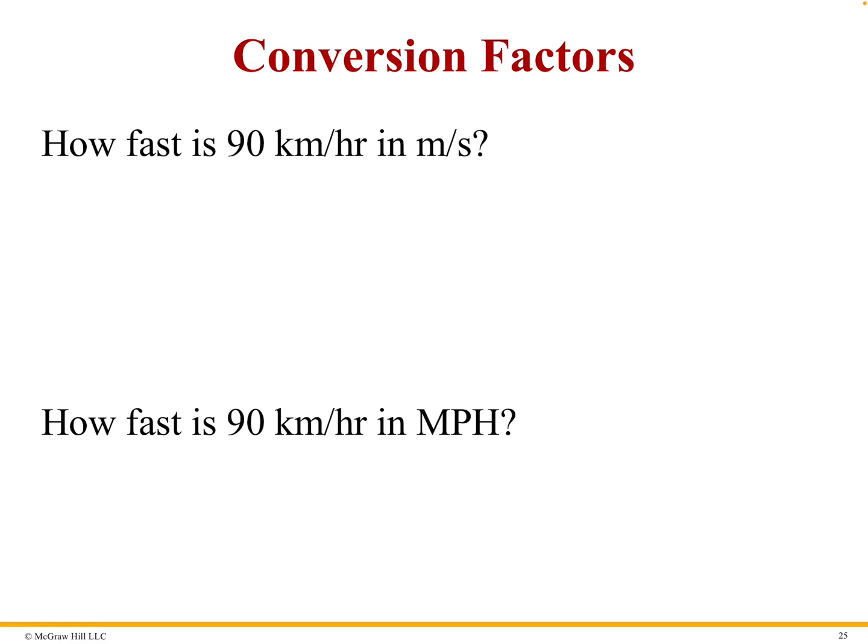And then we're going to do a couple more examples, and maybe a few more depending on time. Okay, so this says how fast is 90 kilometers per hour in meters per second. So guys, this is a unit right here. So we've got a number and we've got a unit.